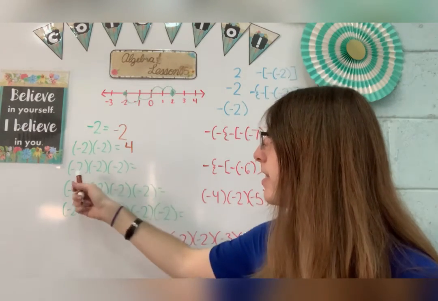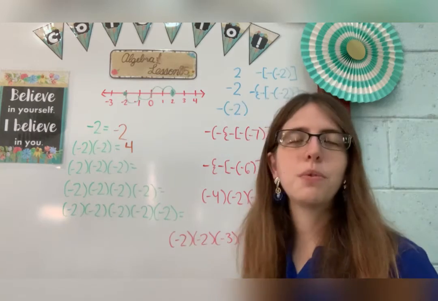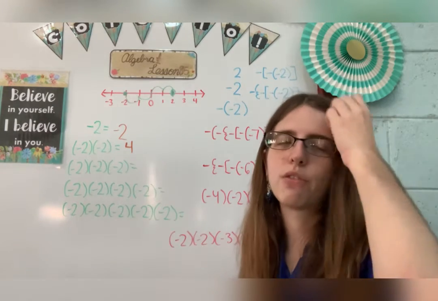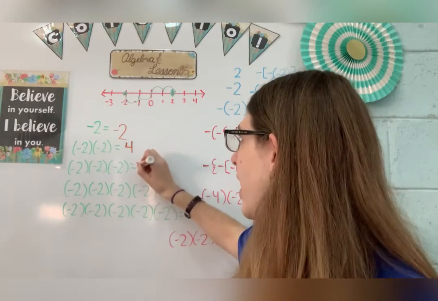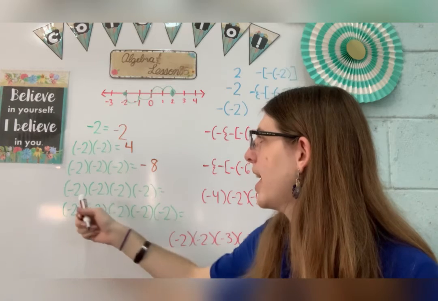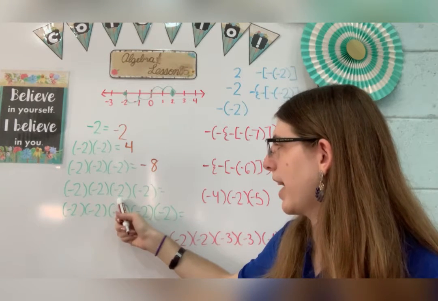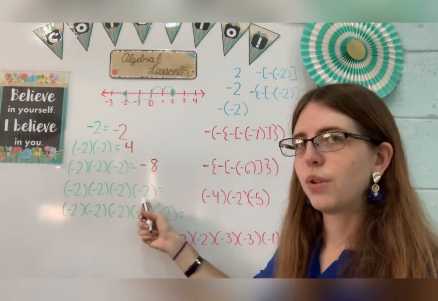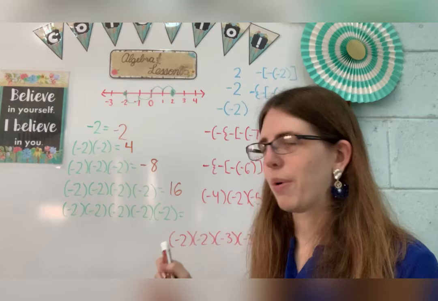How about this one? -2 times -2 times -2. Well, -2 times -2, +4. +4 times -2, well, a positive times a negative is going to be a negative, and 4 times 2 is 8. Okay, how about this one? -2 times -2, +4. Times -2, -8. Times -2, +16.